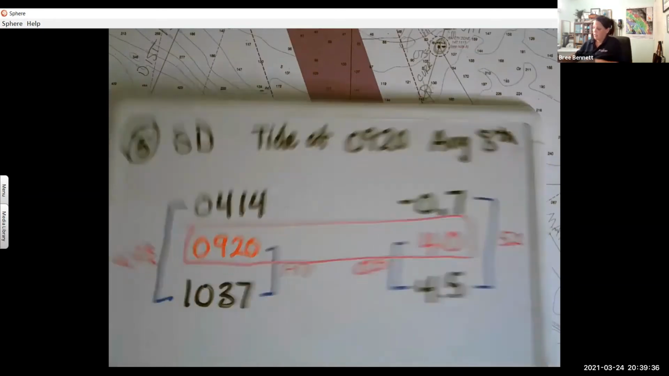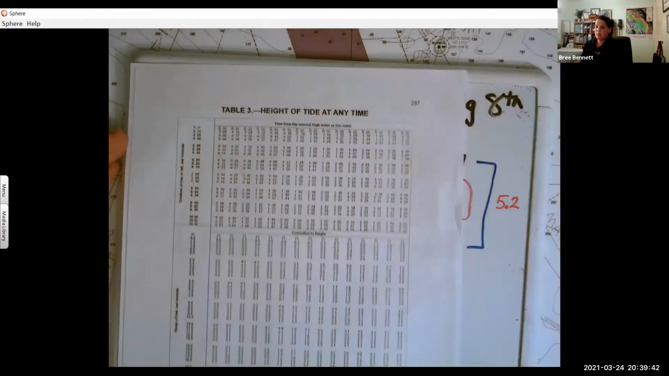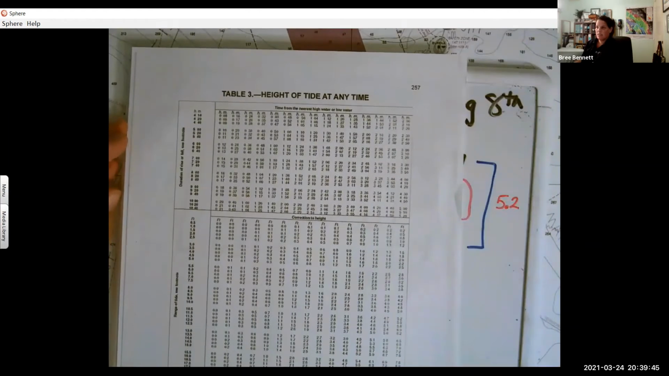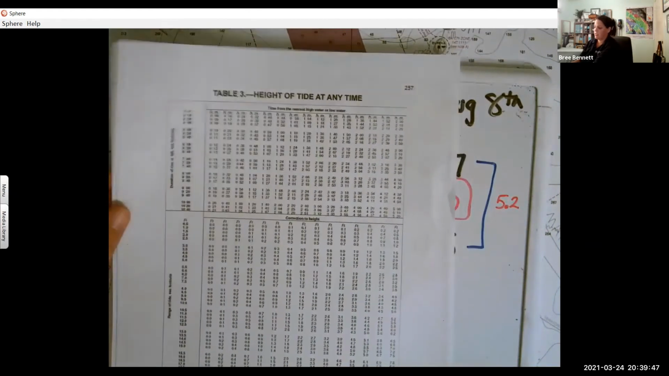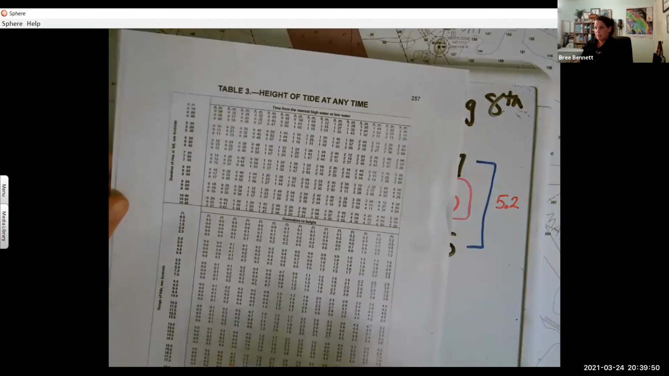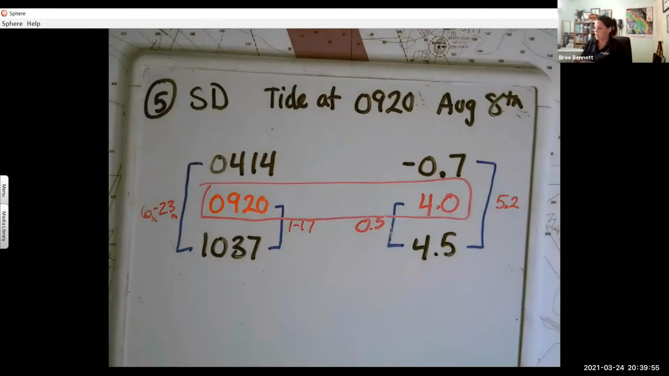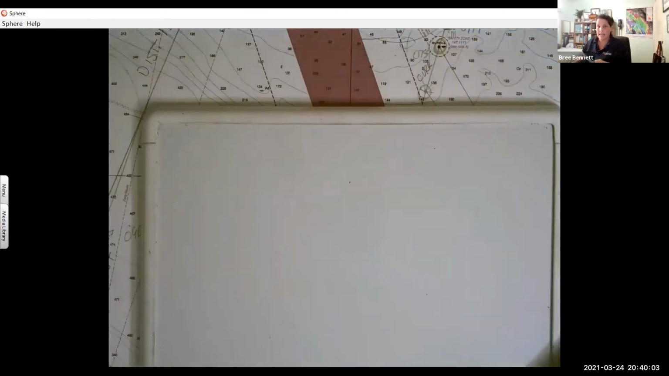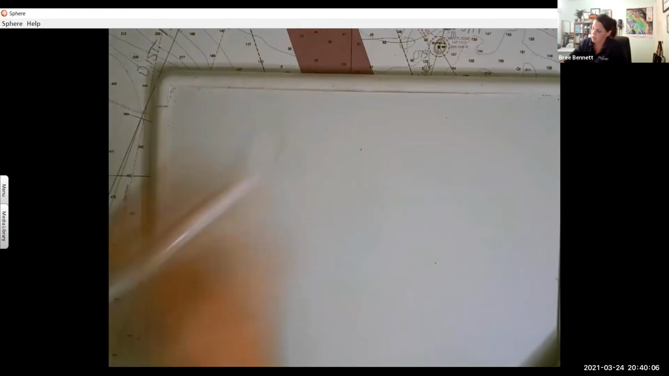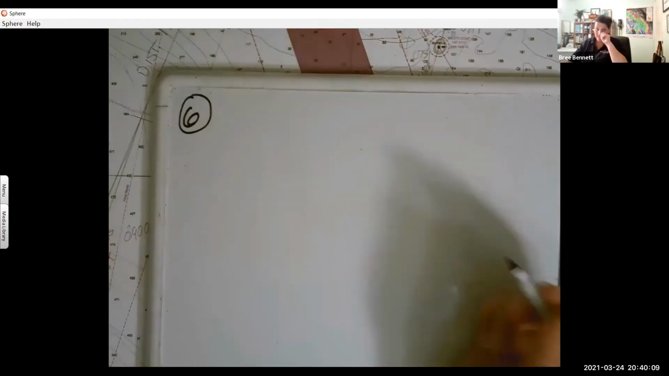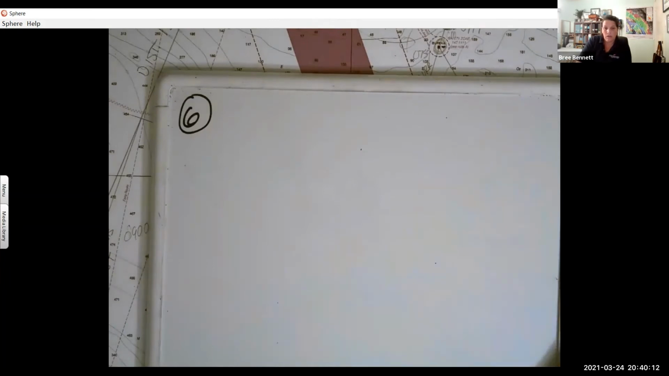So you guys more comfortable with your table 3? Had anyone used table 3 before this? Okay. So it's a little bit different, but just do it step by step and we can do it together. Okay, so on number 6, we're now going to put kind of these two things that we've learned together. Our subordinate stations and our table 3 work.